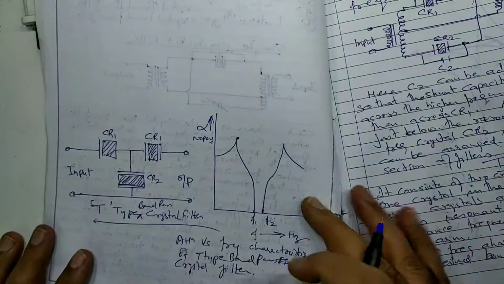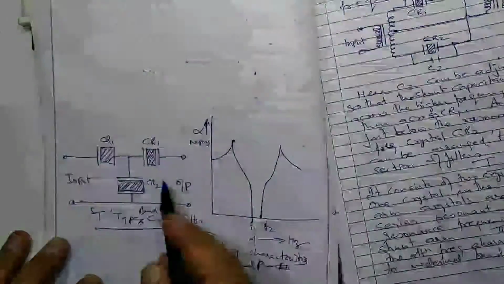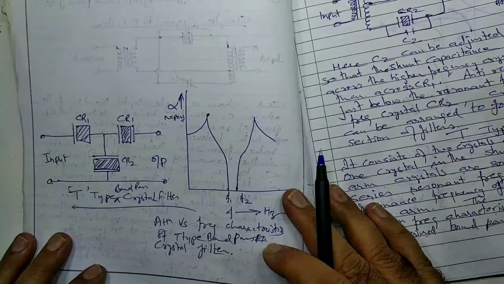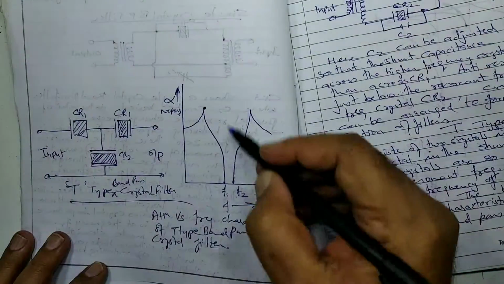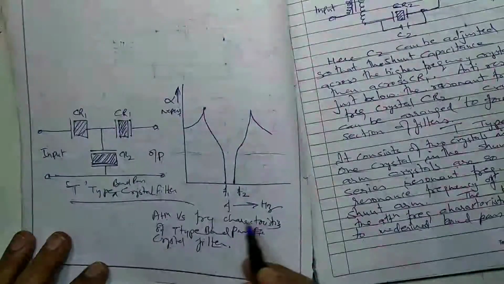So this is the T-type bandpass filter using crystal. This is the pass band, and these are the attenuation bands. This is the attenuation versus frequency characteristic of the T-type bandpass crystal filter.